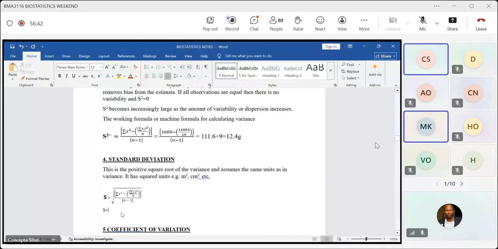So standard deviation is the positive square root of the variance and assumes the same units as in variance. It has squared units, for example, meter squared, centimeter squared, grams squared. So what is the square root of 12.4? 3.52. It is 3.52 grams squared.